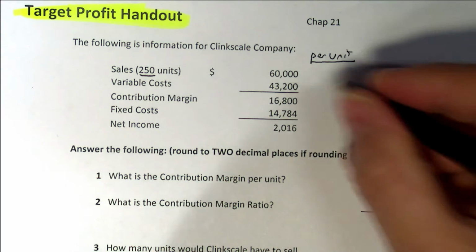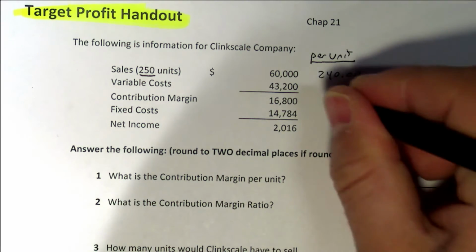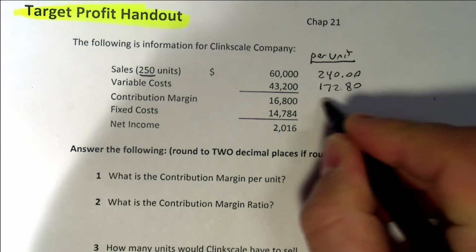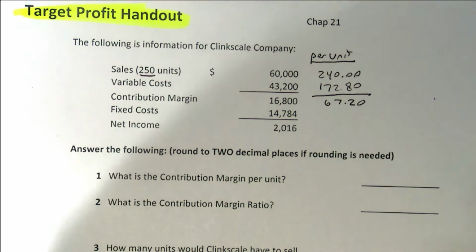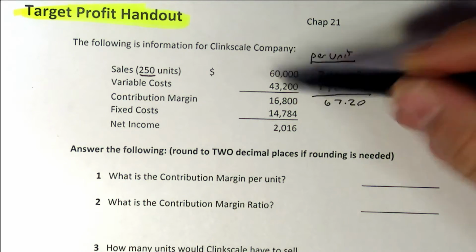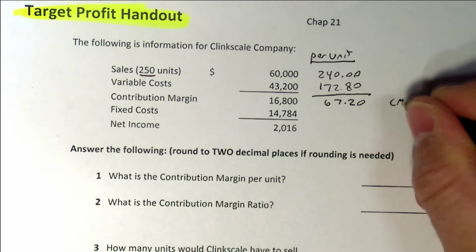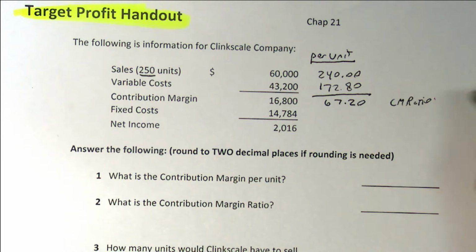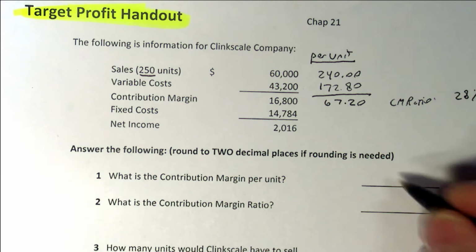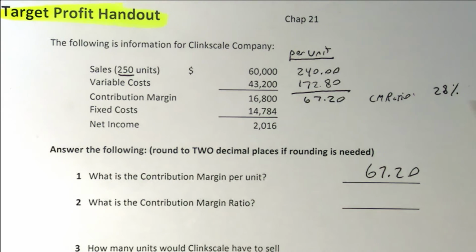60,000 divided by 250 is 240? 43,200 divided by 250 is 172.80. That minus that equals 67.20. Is that correct? Or you could have taken 16,800 divided by 250 and gotten 67.20. Let's go ahead and figure out our CM ratio, okay? CM ratio, we can either take that divided by that or that divided by that. Either way, I think it's a CM ratio of 28%. Is that correct? Okay. The CM per unit is 67.20.